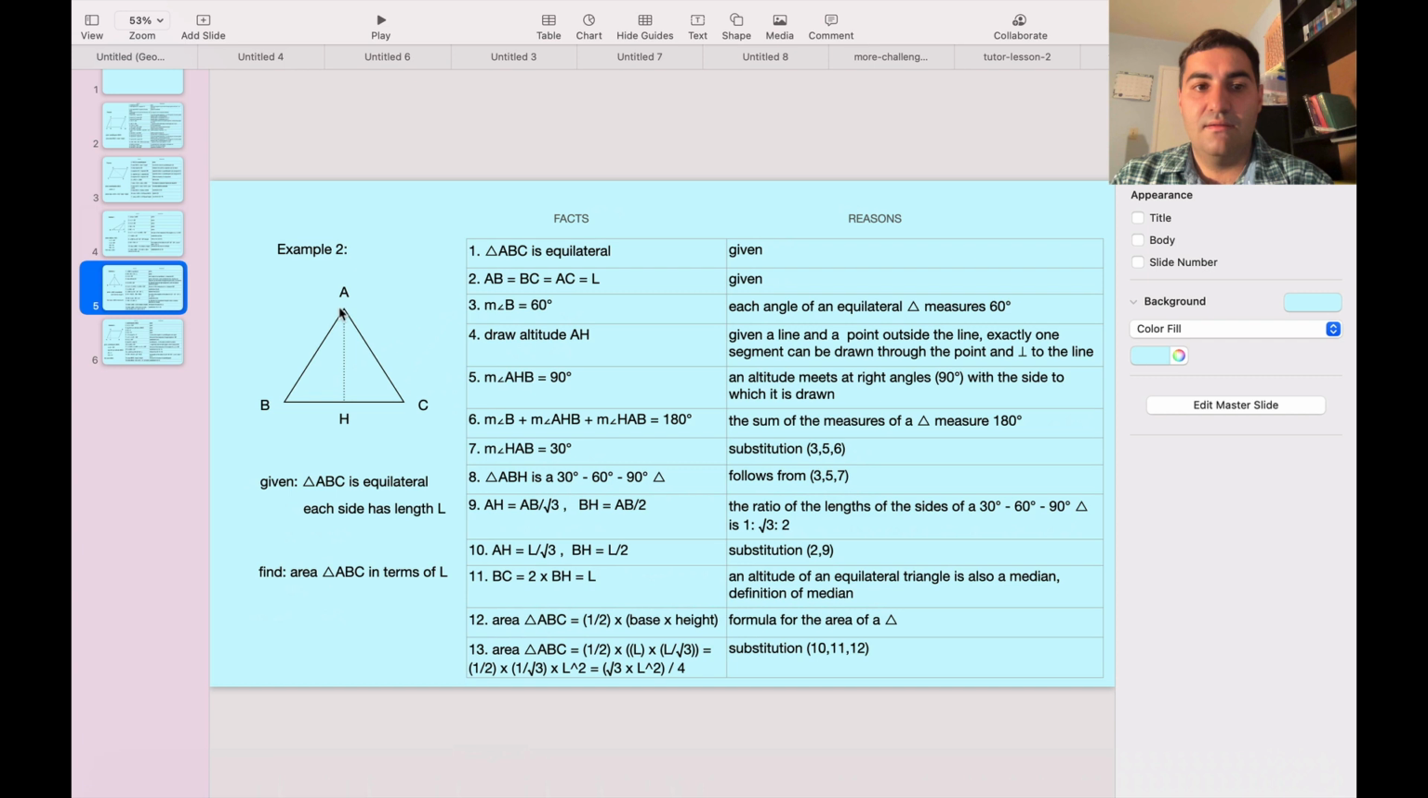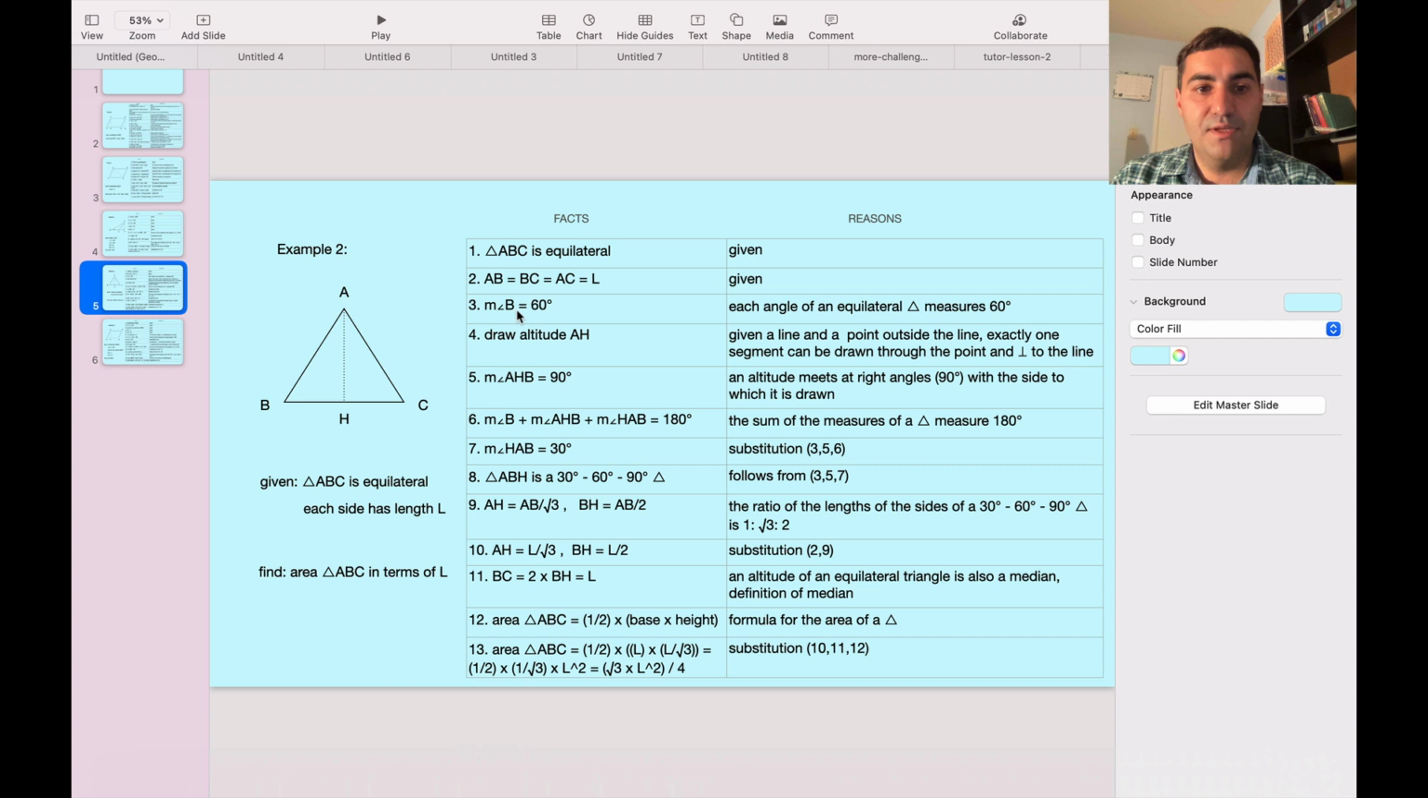So the measure of angle AHB is 90 degrees, right? Because an altitude meets at right angles with the side to which it is drawn, and a right angle measures 90 degrees. So the measure of angle B plus the measure of angle AHB plus the measure of angle HAB is going to be 180 degrees, because the sum of the measures of the angles of a triangle is 180 degrees. We're looking at this triangle ABH.